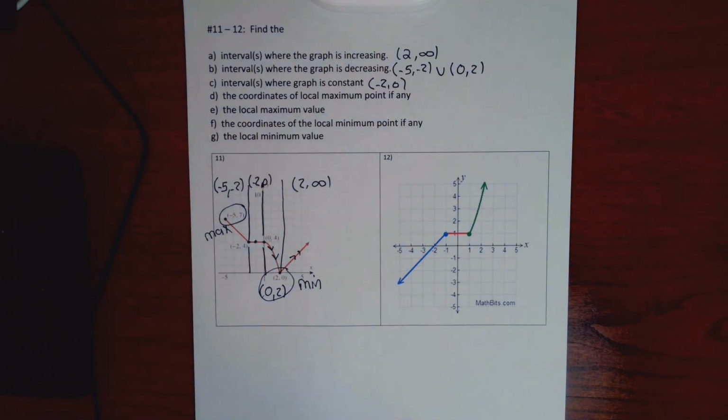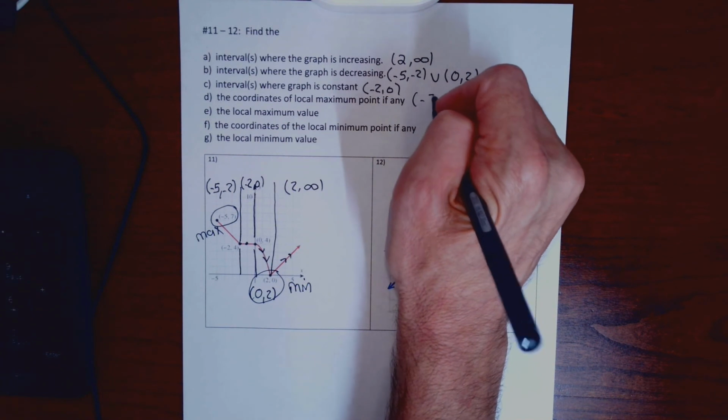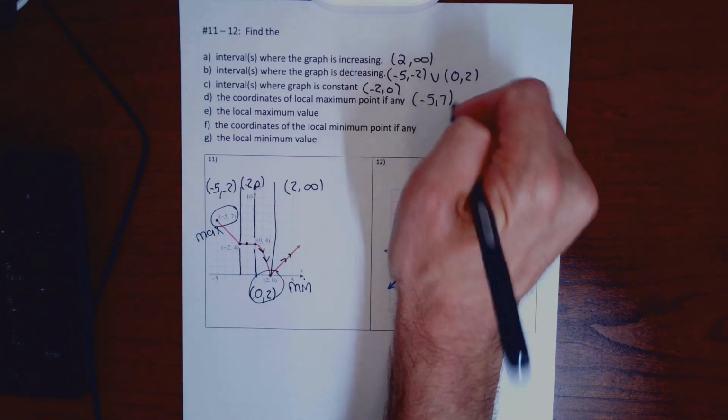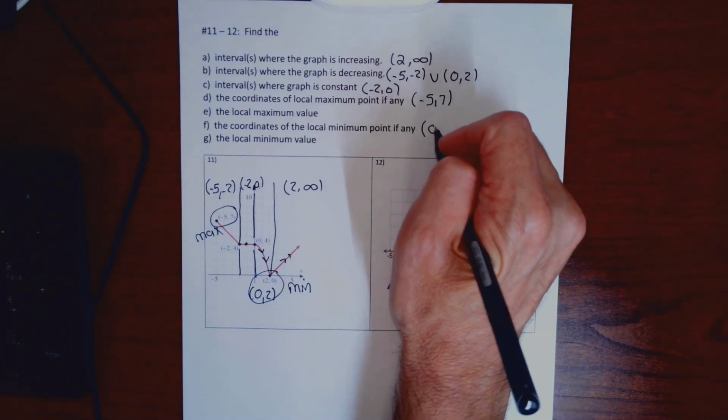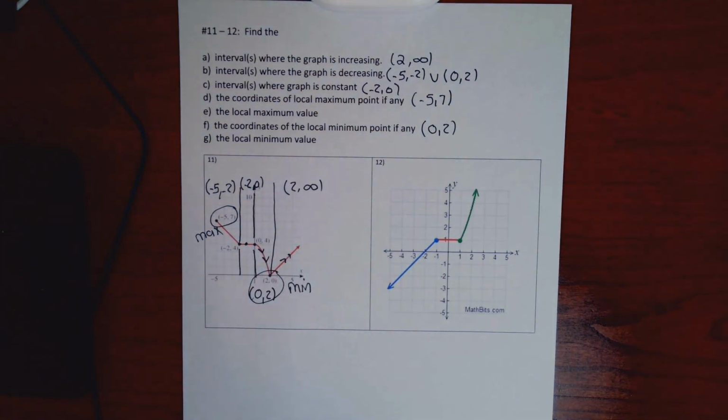This point is lower than anything close to it. It's a minimum point. So my local maximum point is going to be the point negative 5, 7. My local minimum point is going to be 0, 2. But where the graph is constant, those aren't maximum or minimum points. The graph has to change directions to actually get one of the maximums or minimums.